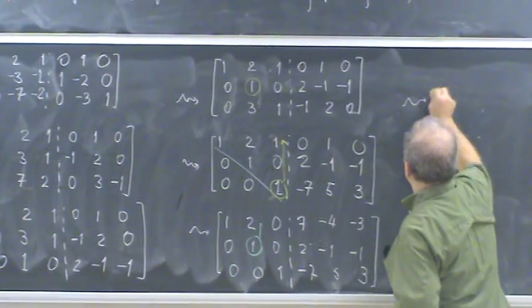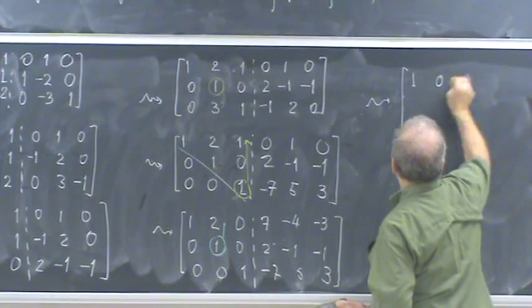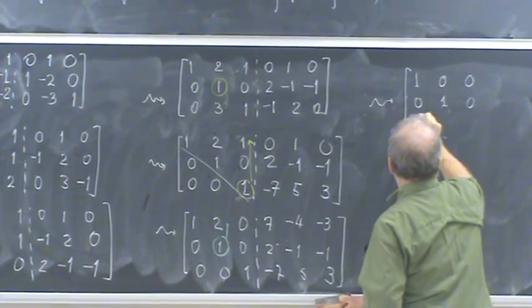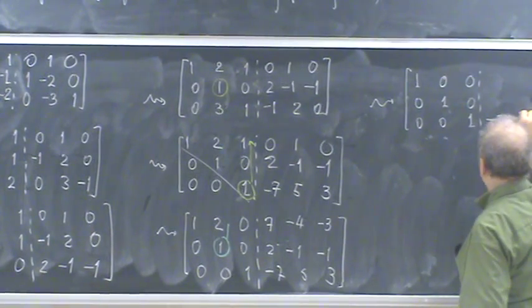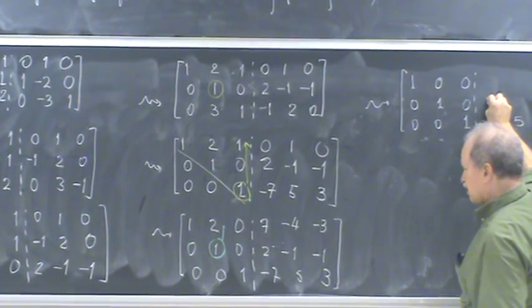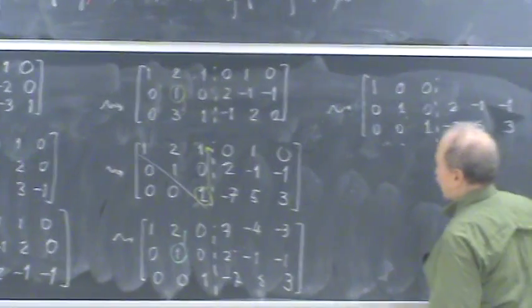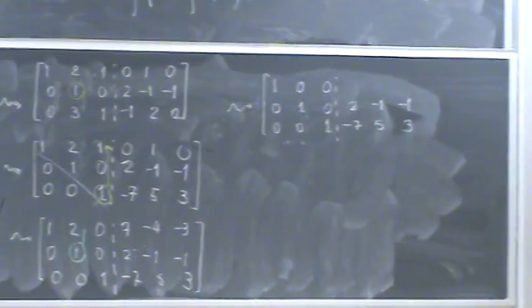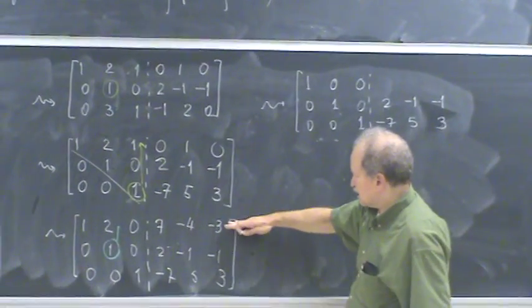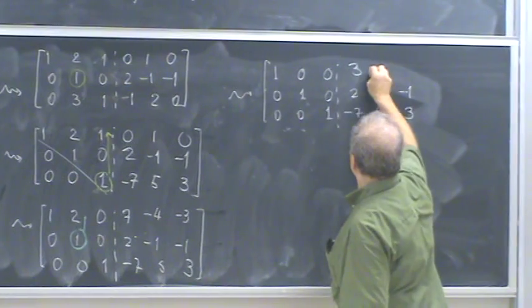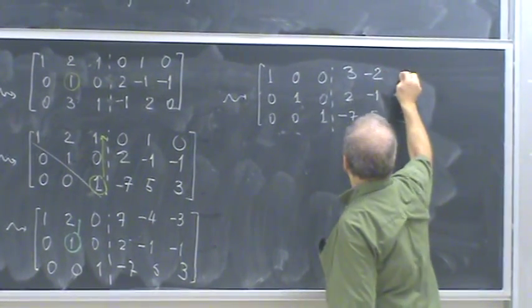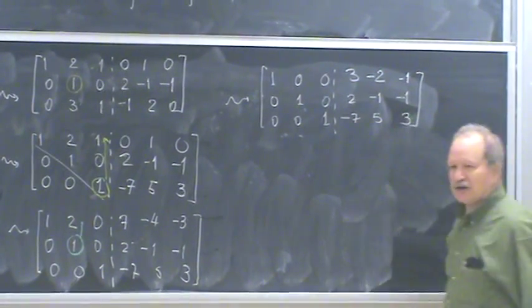So the final step is going to be, yippee. The bottom row doesn't change, the second row doesn't change, and now I add -2 of the second row to the top row, -2 of these to this. What do I get? 3 minus 2 minus 1. Everybody agree?